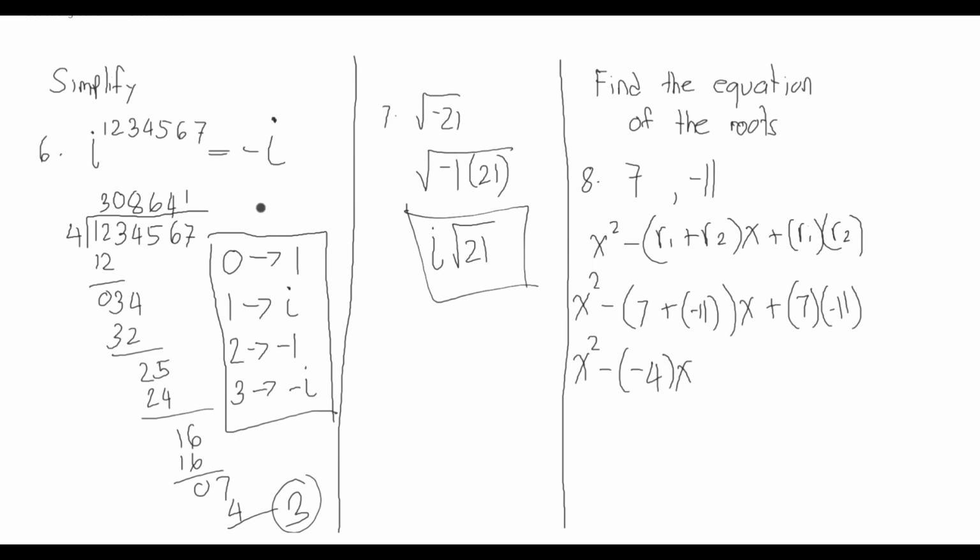Tapos x. Dito naman, meron kang 7 times negative 11 is negative 77. Then simplify all the signs. Ito, i-multiply mo tong negative sa negative 4. So your equation now will be x squared plus 4x minus 77. Ayun o, positive times negative kaya siya naging negative. Ito naman, negative times negative kaya siya naging positive.